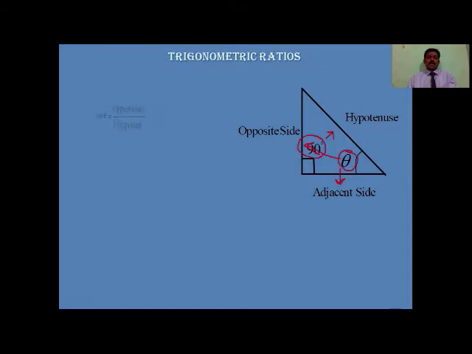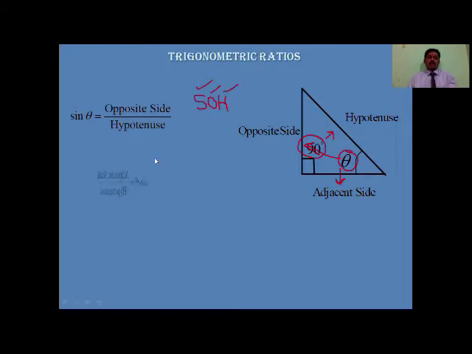So using this, we are going to define the ratios. Sin theta is nothing but opposite side divided by hypotenuse. To remember this, we can define this as SOH. We can use this as a shortcut to remember this. S means sine, O means opposite side, H means hypotenuse.